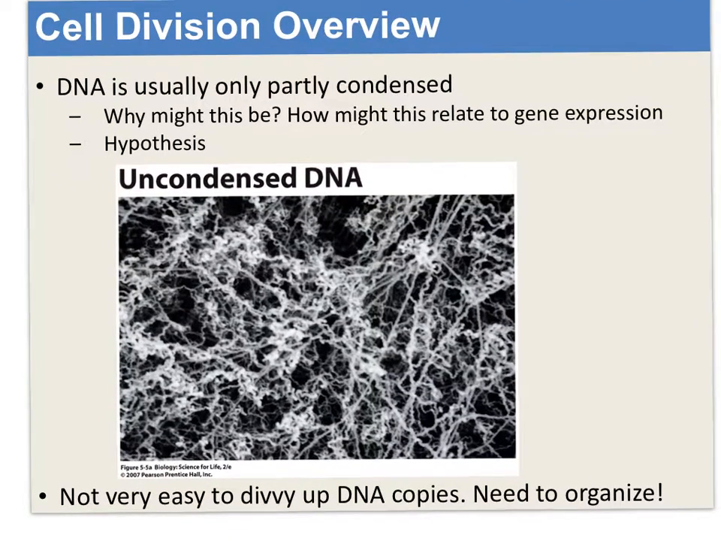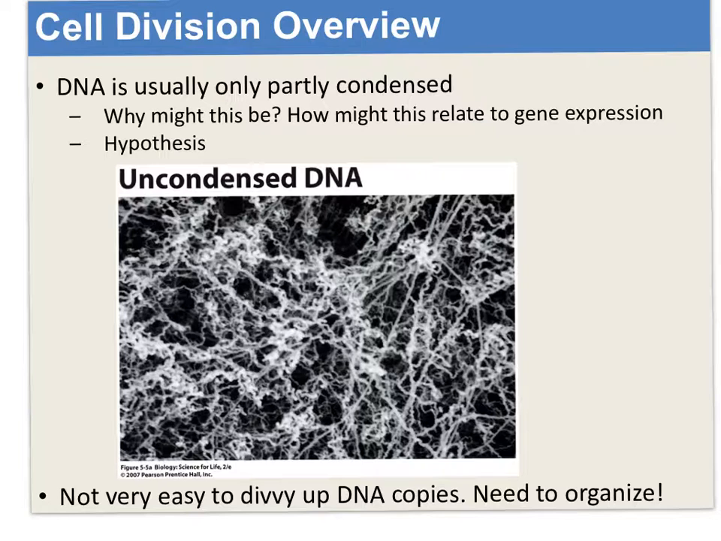So the DNA in the nucleus is usually in a state of being uncondensed. And so why might most of the DNA be uncondensed? And how might that relate to gene expression? So we just learned about gene expression. So why do you think it's like that in terms of gene expression? Easier to produce protein? Mm-hmm. So it's easier to be read.